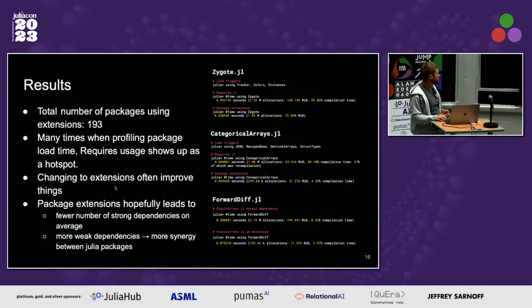The hope is that package extensions will lead to fewer strong dependencies on average, which means that your average dependency graph will be smaller and the average load time will be faster. But also to have many more weak dependencies, because weak dependencies are what provide synergy between Julia packages. As an example, StaticArrays and ForwardDiff have synergy, and you have performance improvements due to it. Before there was a cost to adding these sorts of dependencies, but now you should be able to add many, many weak dependencies without it costing a lot.